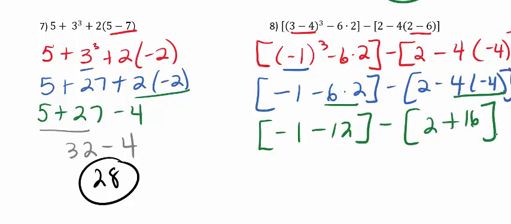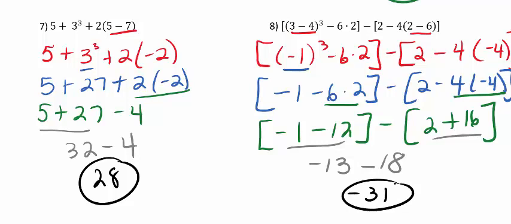Now we have to take care of what's inside of these brackets completely, and so now I can do any addition or subtraction that I see in order from left to right. Negative 1 minus 12, that's going to be negative 13. And then I have this minus. And then 2 plus 16 is going to be 18. And now, my final step, negative 13 minus 18 is going to be negative 31.